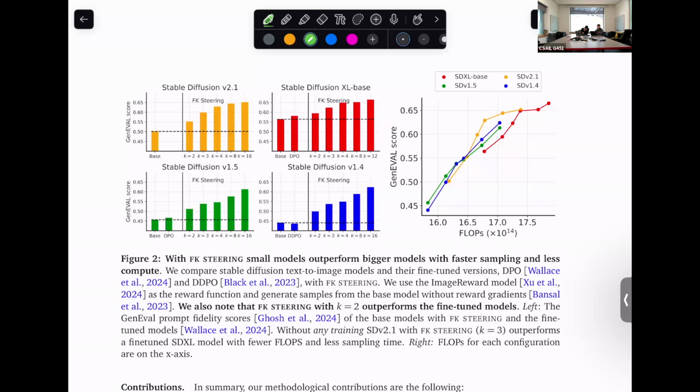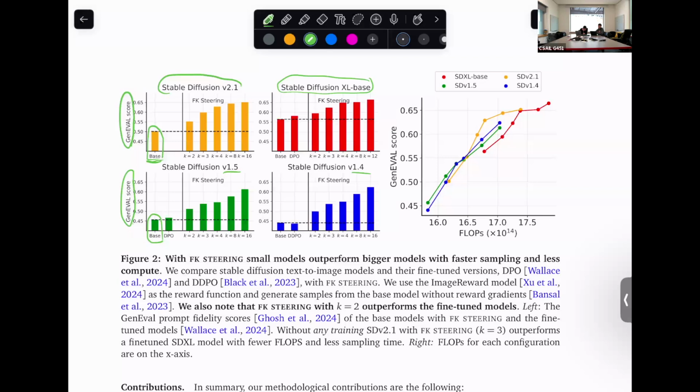Here they have gen eval, and I think it's just gen eval. Yeah. But I found this to be quite impressive. So we have this score here, and then here we have the base performance of the model, Stable Diffusion V2.1 or V1 and so on. Yeah, exactly. And then here, if you just sample from this, what is the gen eval score? Does anyone know what gen eval score is? I did not know, so I looked it up. That's good. I did not look it up.